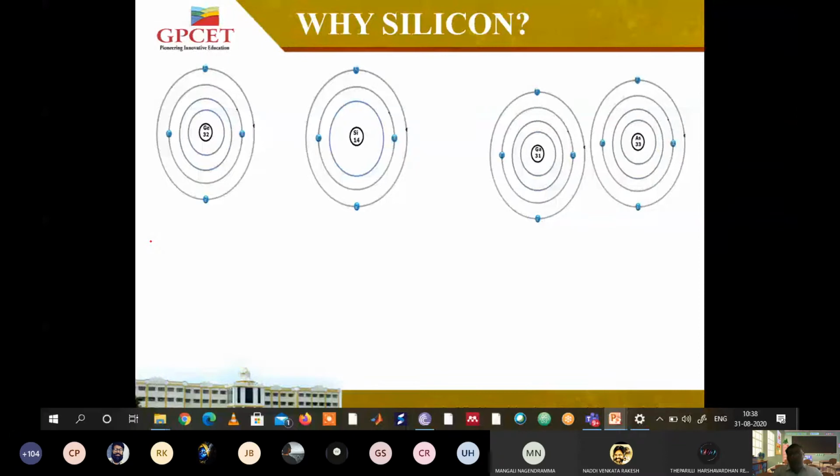After that we learned about the energy band structures. One is the valence band and the other is the conduction band, where the conduction band energy is very large compared to the valence band. In between the valence band and the conduction band, we have a forbidden energy gap, given by Eg. The forbidden energy gap is the gap between the conduction band and the valence band.